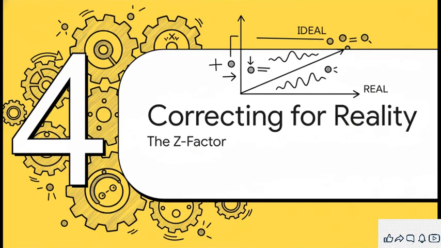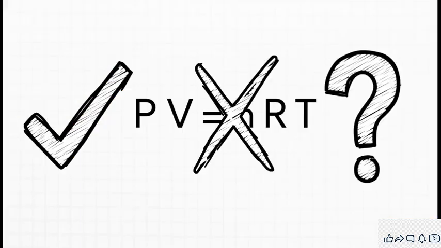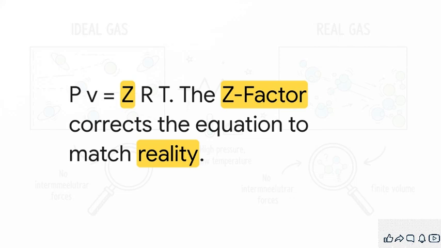Engineers came up with a really clever patch, a way to correct the formula for reality. So here's our old friend again, the ideal gas law. Simple, clean, and, as we now know, sometimes not quite right. Now look closely at the new version. See that? They just added one single letter, Z. This little z is the magic bullet. It's a correction factor that bridges the gap between the perfect model and the messy real world.